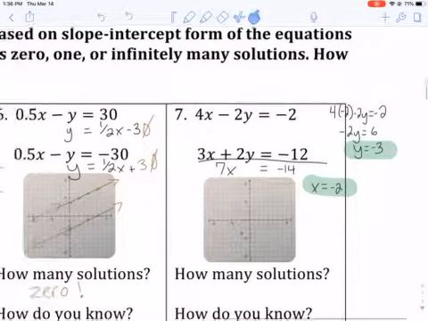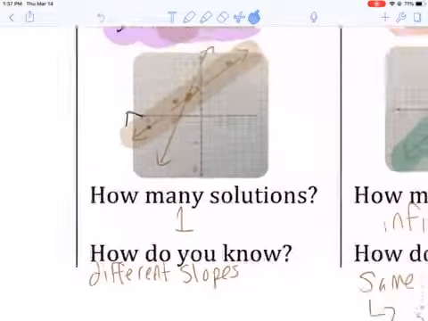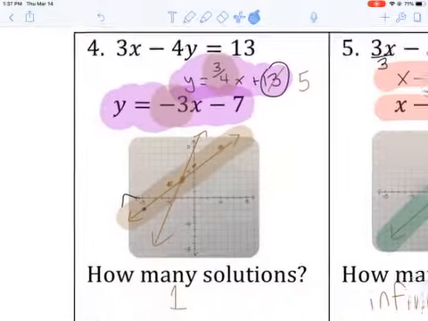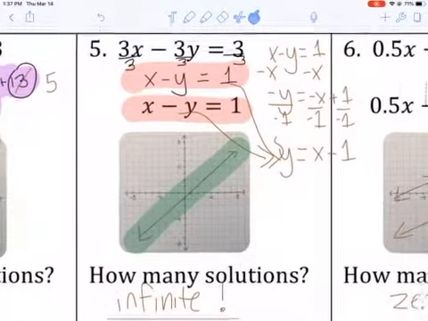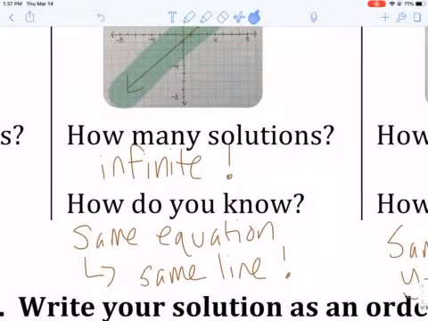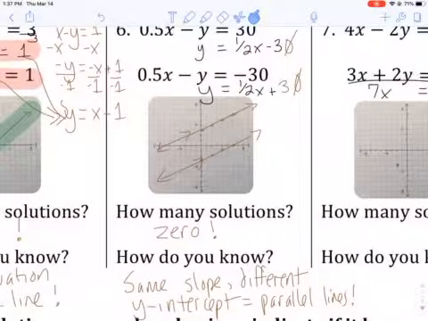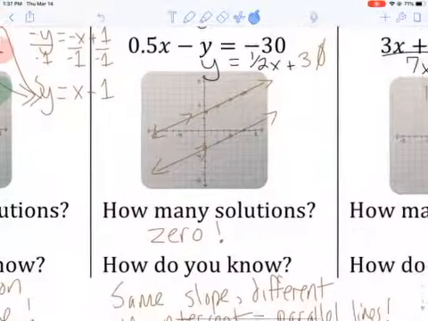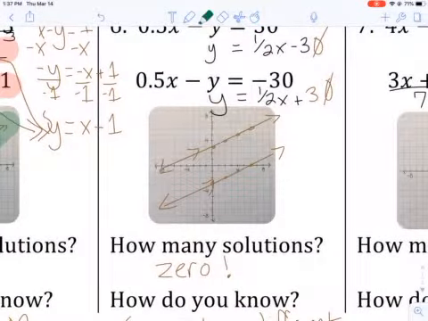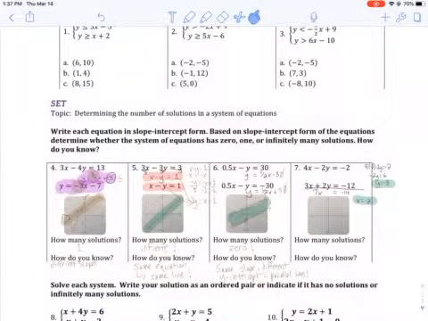So what are we pulling from this? If you get a system with different slopes, you're only going to have one solution, because that means those lines will cross at one place. If you get a system where they simplify to the same equation, you're going to have infinite solutions. Why? It's the same equation, which means the same line. Same line means infinite points are going to be on that line. If they're parallel, 0 solutions. Why? Well, they have the same slope, which means they are never going to meet. All that space in here is going to exist, and these lines will never cross, which means there will be no solution to this. Hopefully this helped you out a little bit with 4, 5, 6, and 7.